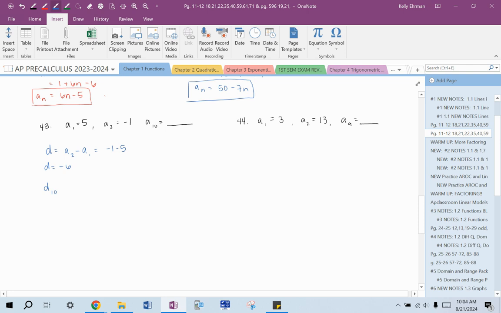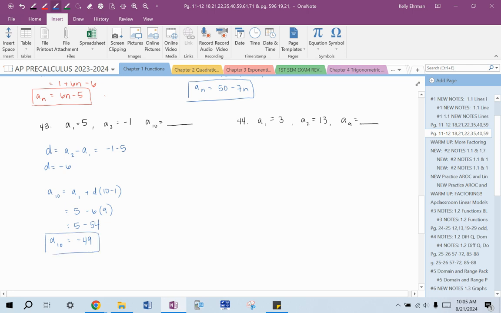The 10th term, a sub 10, should equal the first term, a sub 1, plus the common difference times, instead of n minus 1, we'll say 10 minus 1. And then sub in the numbers. The first term was 5. The common difference is negative 6. 10 minus 1 is 9. So 5 minus 6 times 9, which is 54. So the 10th term should be negative 49.